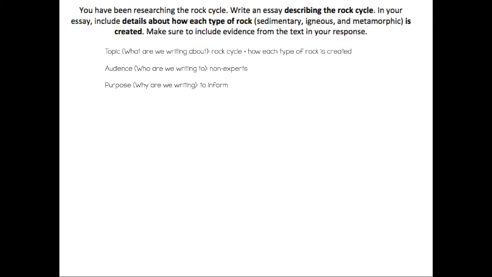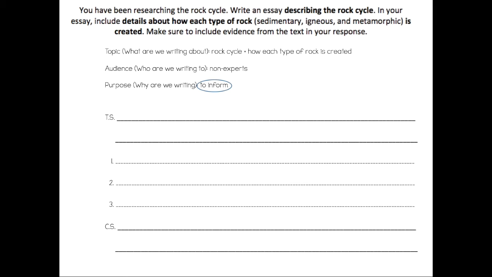Now, let's think. When we are informing, which type of outline do we use? Do we use a story arc or do we use a quick outline? Which one makes sense for an informational essay? If you said quick outline, great job.